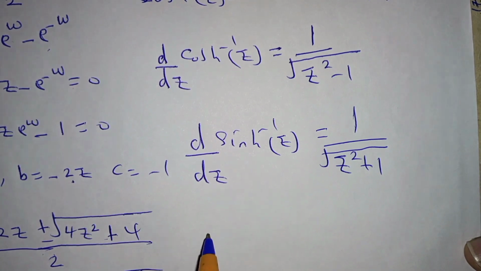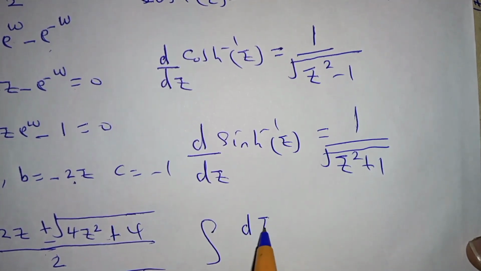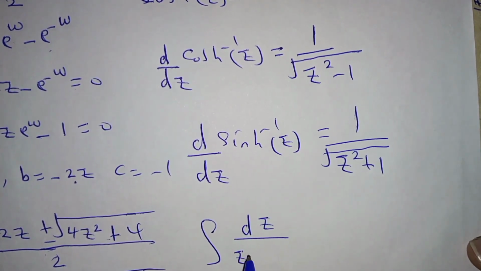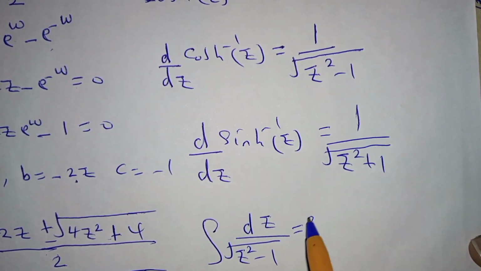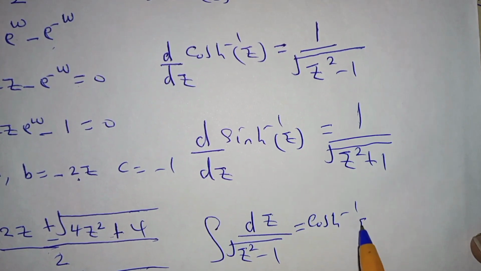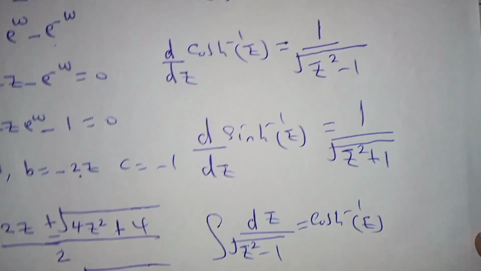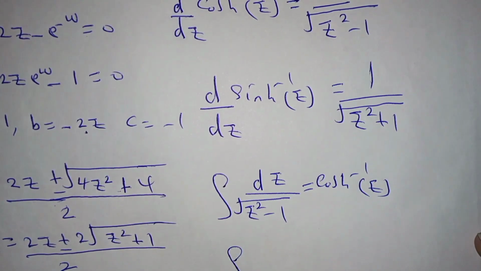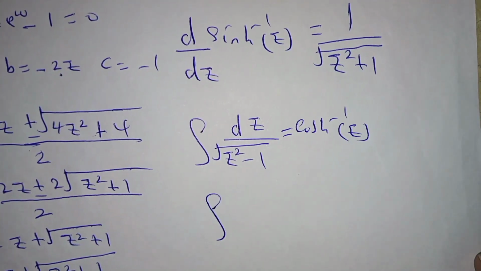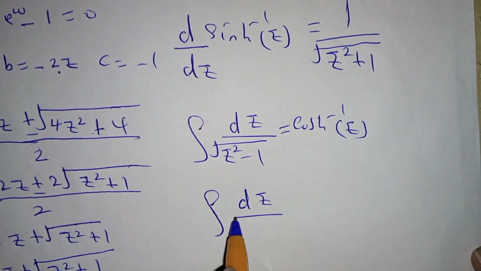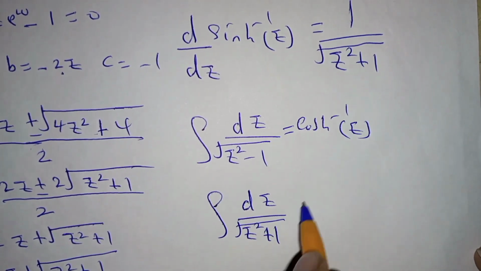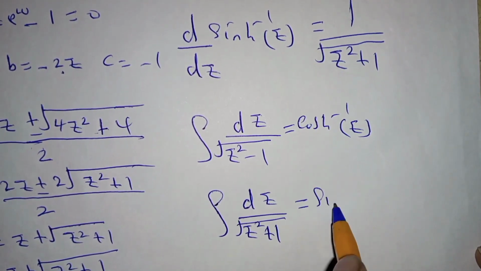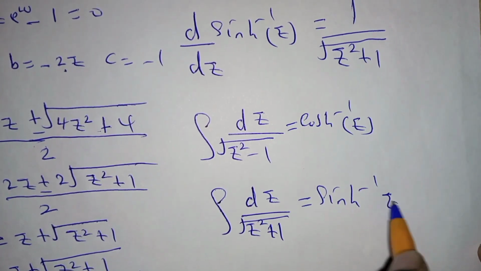Also, you can attempt this, that the result is hyperbolic cos inverse of z, and also the integral of 1 over the square root of z squared plus 1. The result is hyperbolic sine inverse of z.